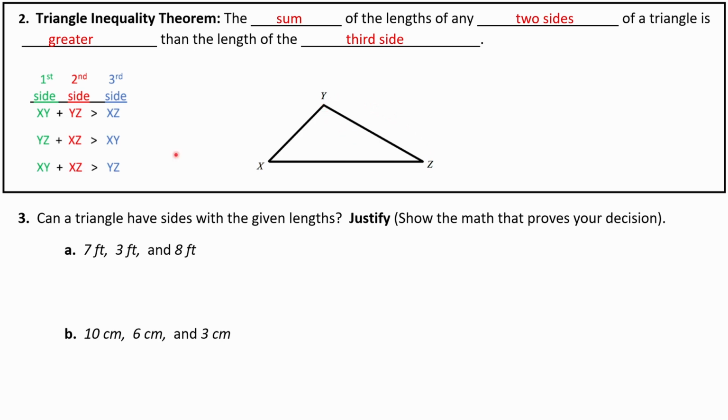All right, our first question to play with this topic is, can a triangle have sides with the given lengths of 7 feet, 3 feet, and 8 feet? And we can justify this by showing some calculations. So take a moment, try and figure it out on your own, and then come back and see how you did.